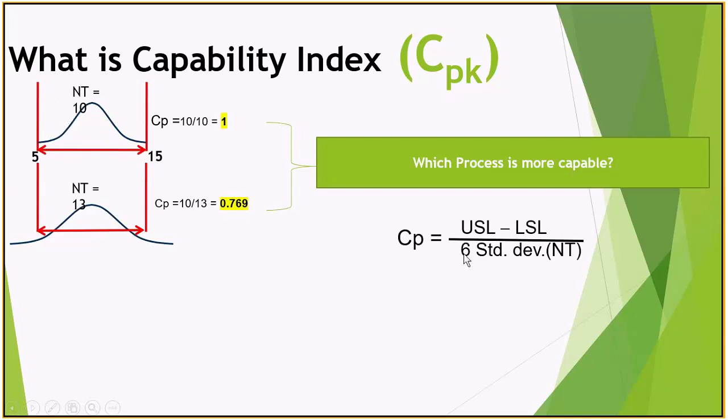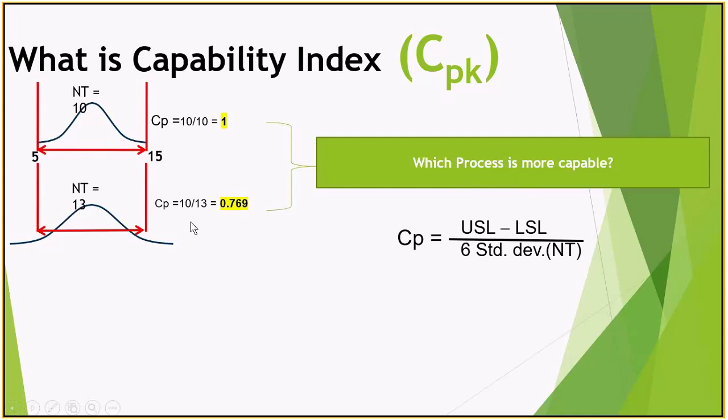So 6 multiplied by standard deviation is nothing but your natural tolerance, or NT, which is 10. So in the first case, your CP value will be 10. In the bottom case, this is your entire process, and the CP equals USL, which is the same, minus LSL, which is the same, divided by NT, which in this case is 13. So you are having less. I'm asking which process is more capable. Definitely you will tell me, oh, process number one is capable, right?